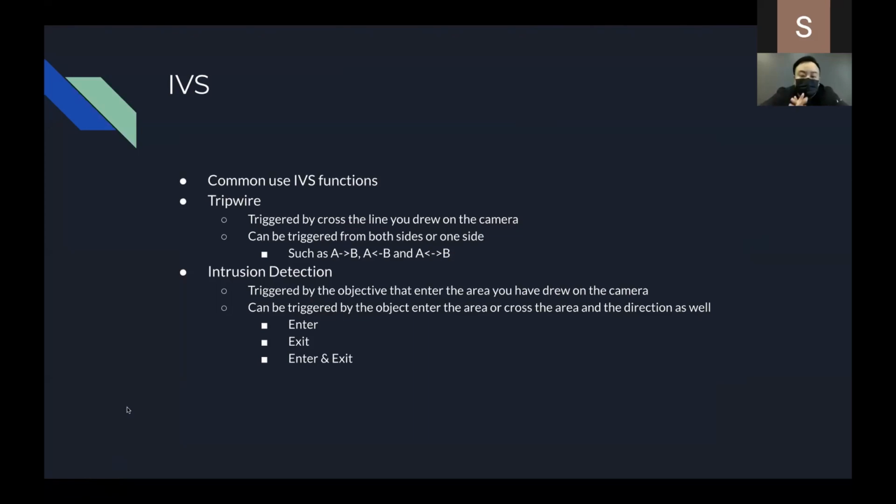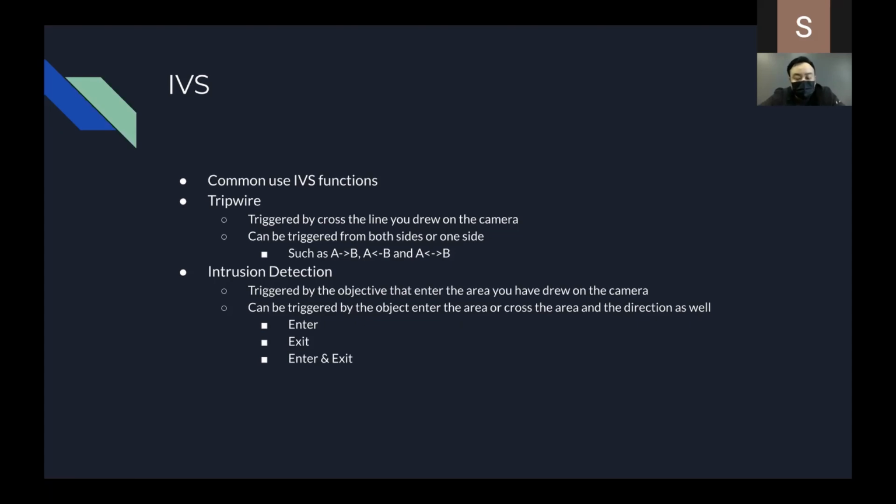Here I'm going to introduce the IVS of these active deterrence cameras. The IVS has a lot of functions. Because of a time issue, I'm going to introduce two common uses of the IVS. The first one is tripwire, and the second one is intrusion detection. Many of you must know what that is, and I'm going to introduce it another time.